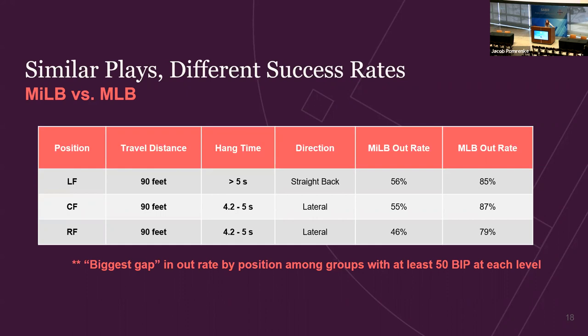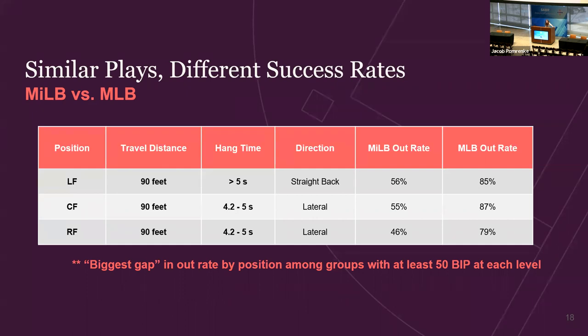We can see for left fielders, the plays with the biggest gap in out rate is when the fielder has to travel 90 feet, the ball's in the air for over 5 seconds, and he's running straight back. And the major league out rate on those plays is 85% compared to a minor league out rate of 56%. That's a pretty big gap.